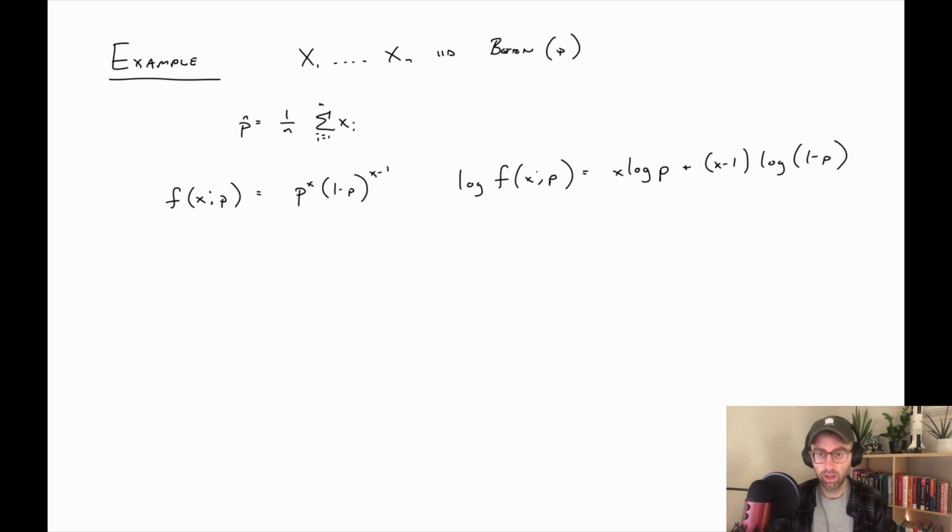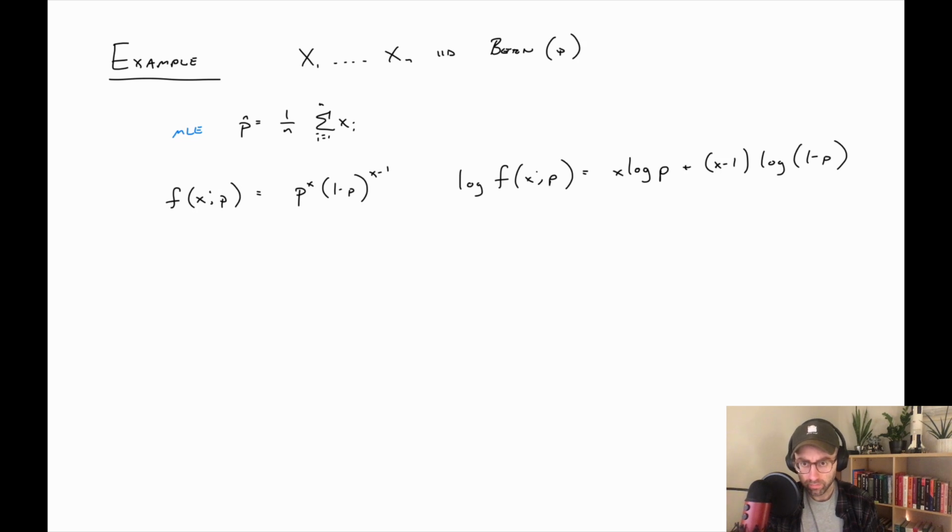So possibly the most basic setup we could think of, we have X1 through Xn that are IID Bernoullis with some probability of success p. Here we see the MLE. I'm not going to go through that derivation, but it shouldn't be a surprise that the MLE is just the proportion of ones in the data set. Okay, cool. So I've also written out the probability mass function and then the log of that probability mass function.